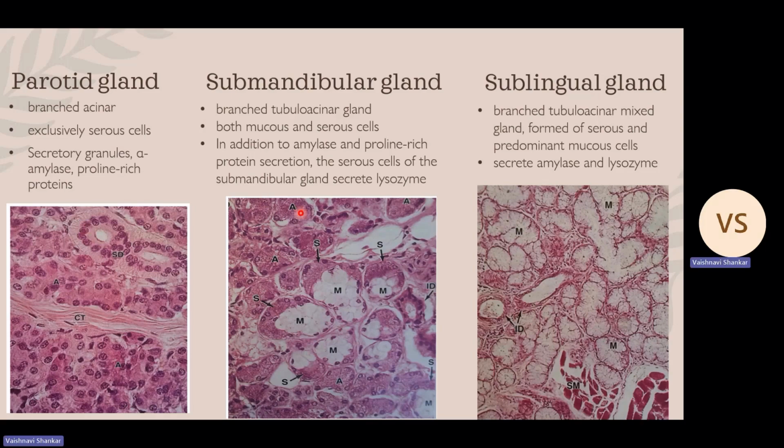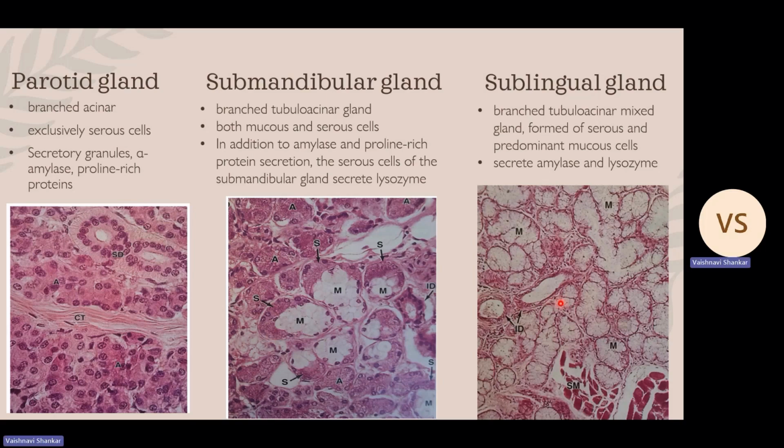Submandibular gland is a branched tubuloacinar gland with secretory portions containing both mucous and serous cells, but mainly serous cells. Most of the secretory units in this gland are serous acini, with some mucous tubules capped with serous cells. Such capped cells are called serous demilunes. In addition to amylase and proline rich protein secretion, the serous cells of the submandibular gland secrete lysozyme, which hydrolyzes the wall of many types of bacteria.